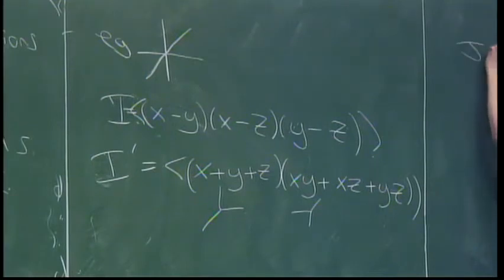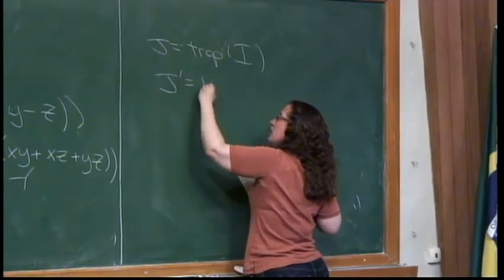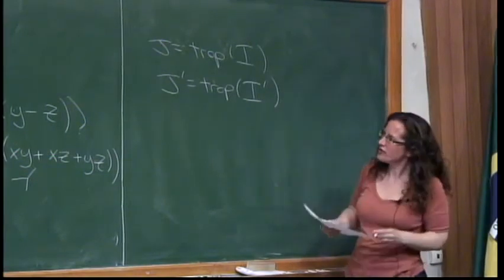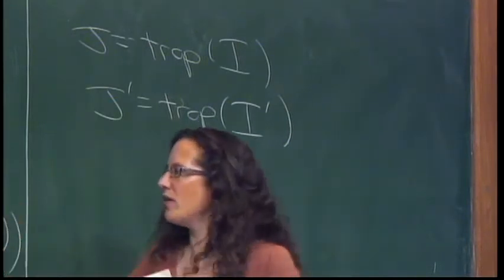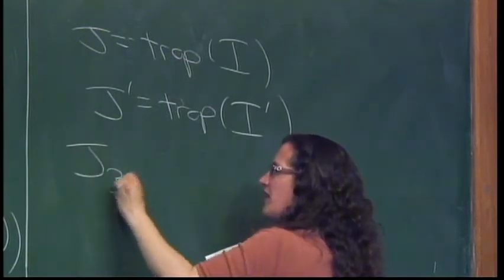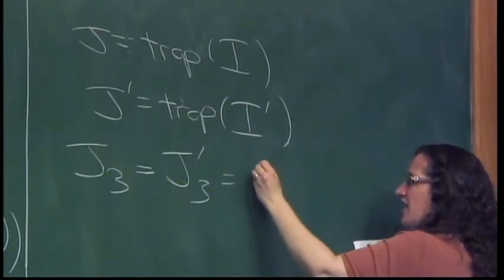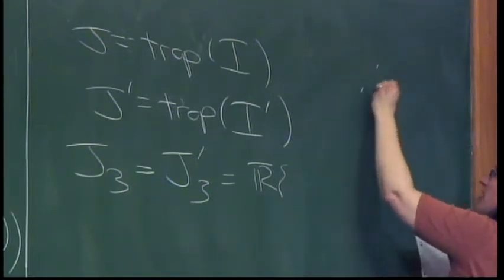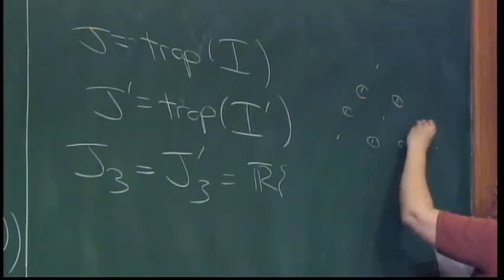So if I take J to be trop I and J prime to be trop I prime, the first thing you notice, let me do this one slowly, is if I multiply this out, what monomials show up? So J3 equals J prime 3, which is just the R submodule generated by, it might be easier if I draw the picture, every monomial except for the cubic.